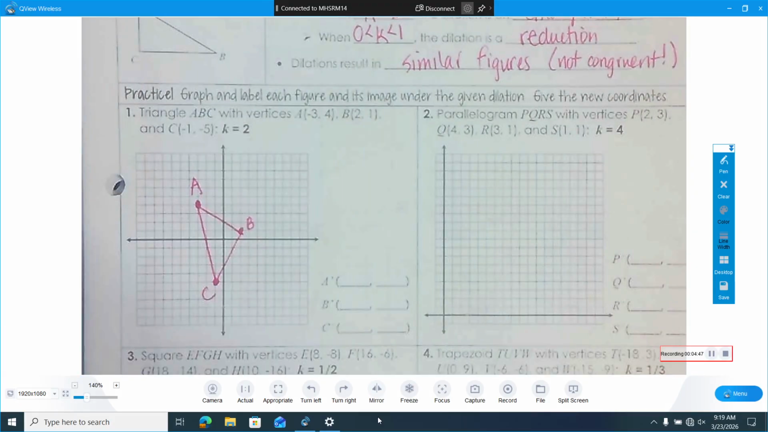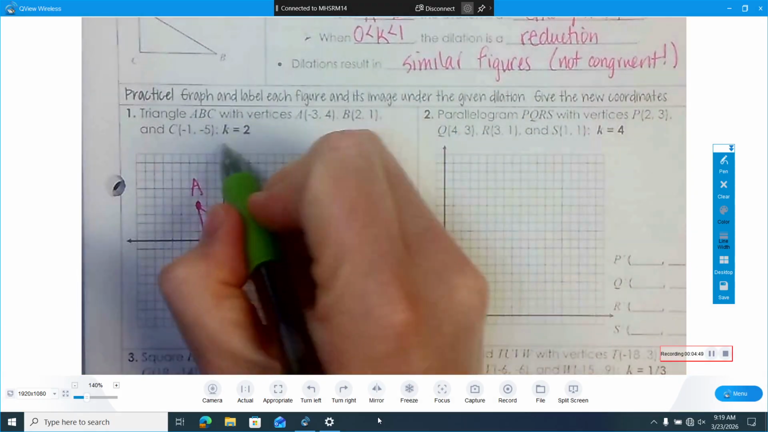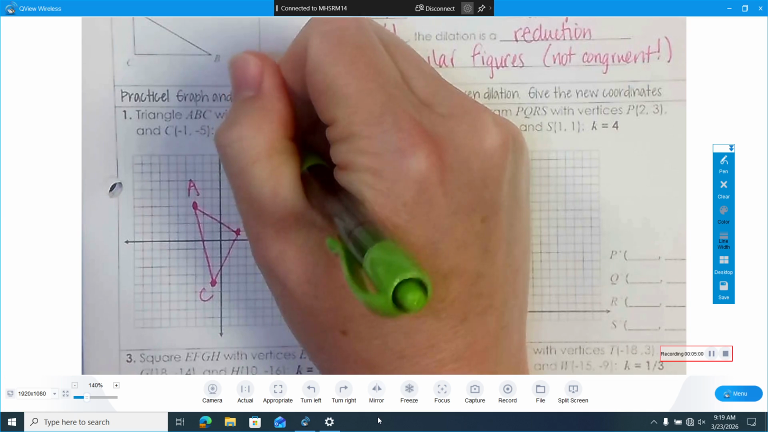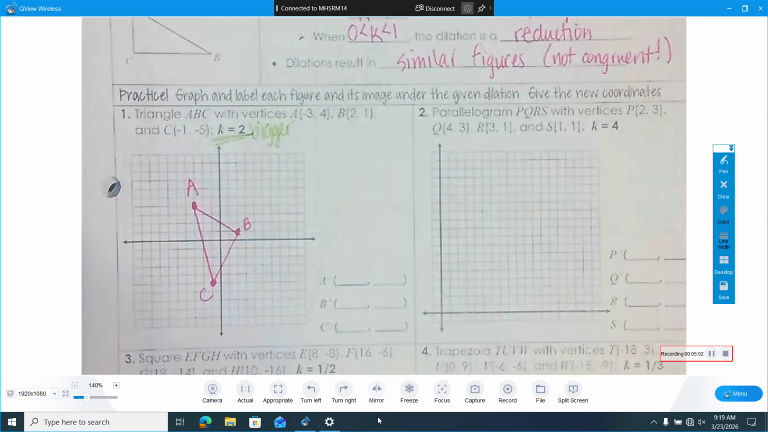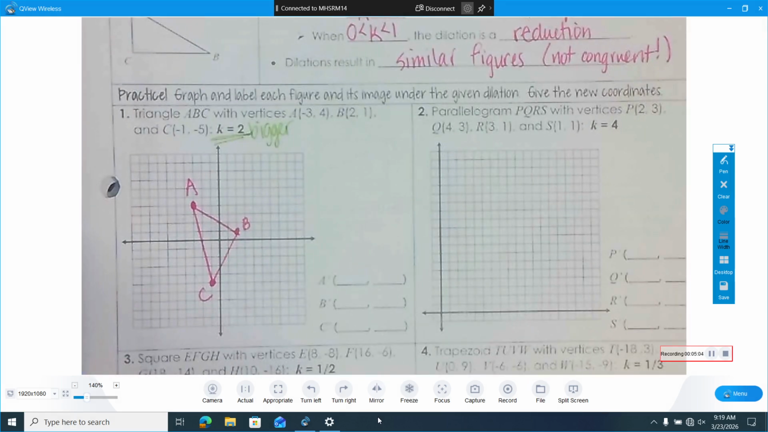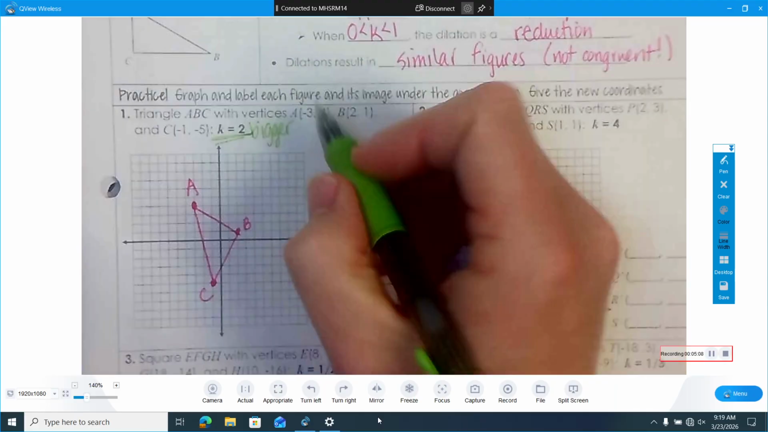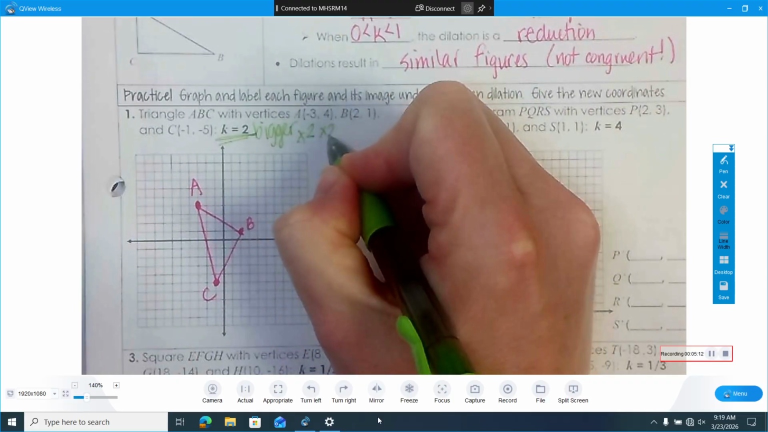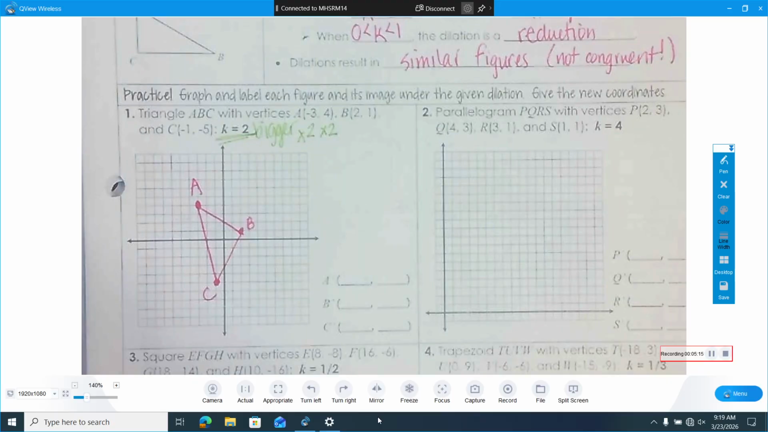And our scale factor is 2. So this is our scale factor. Is this K value going to make our figure bigger, or is it going to make our figure smaller? Bigger, yeah, it's going to make our figure bigger because we're going to multiply it by 2. It turns out to be super easy. All we have to do is multiply each coordinate by 2.